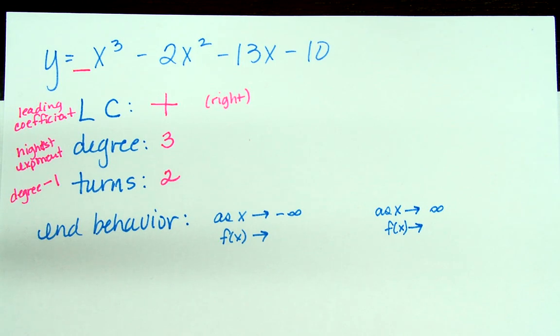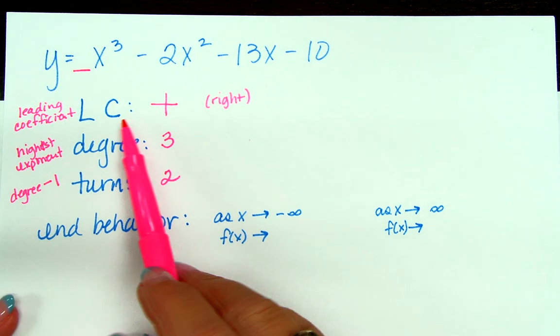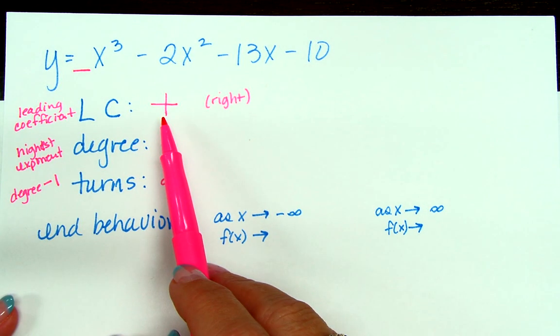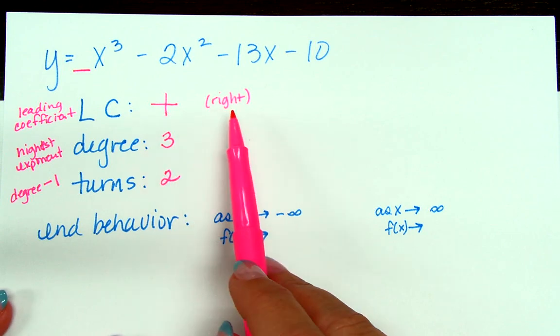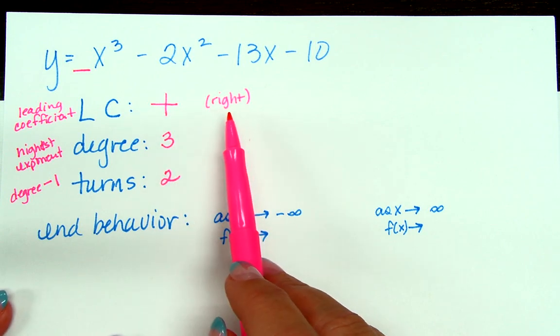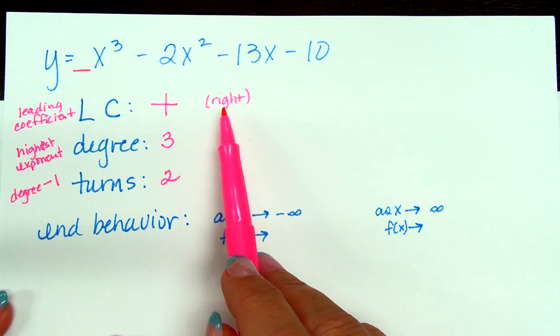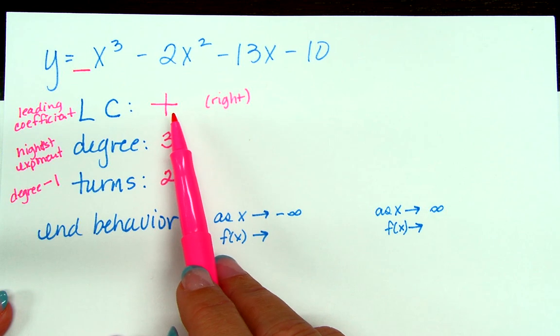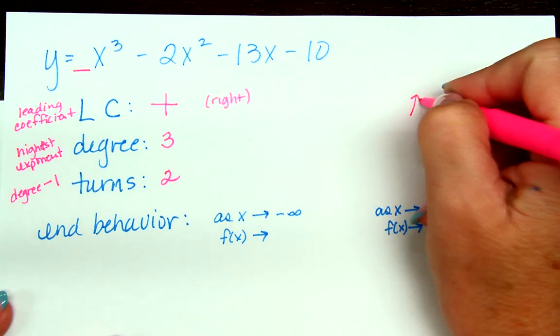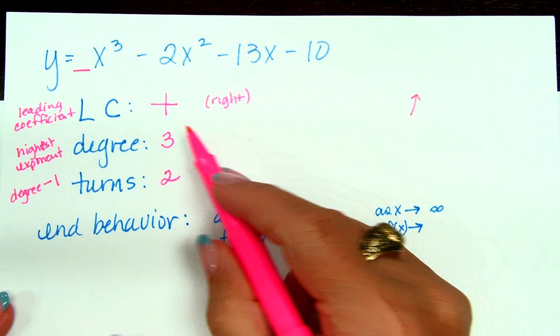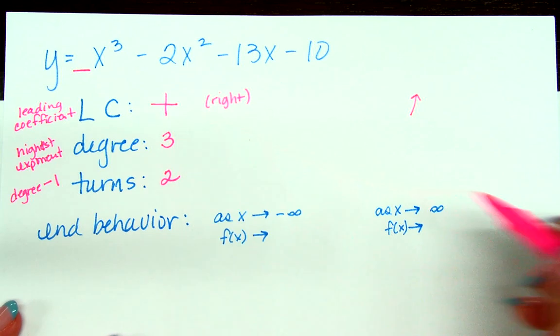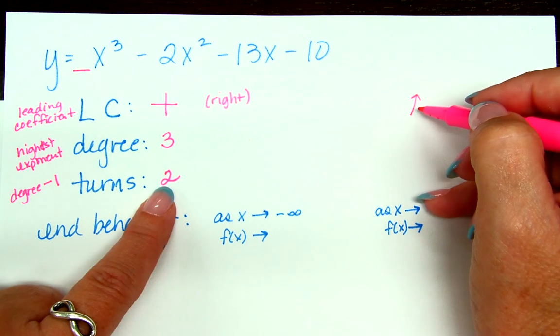Now before, you could do it now, but I think it would be helpful if before we figured out the end behavior, we actually do the graph. Okay, now what did I say about the leading coefficient? It's positive and it tells us the right behavior. Okay, so if it's positive, which direction is it going to the right? It's going up. What if it was negative? Which direction would it go? Down. Down. Okay. Now, how many turns does it have?